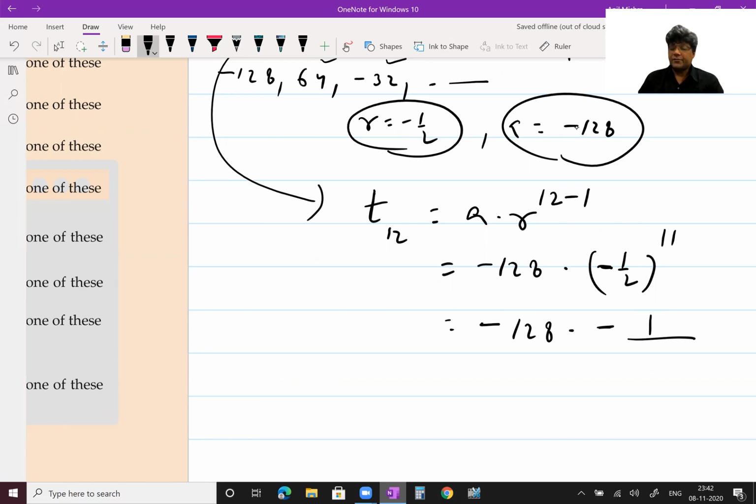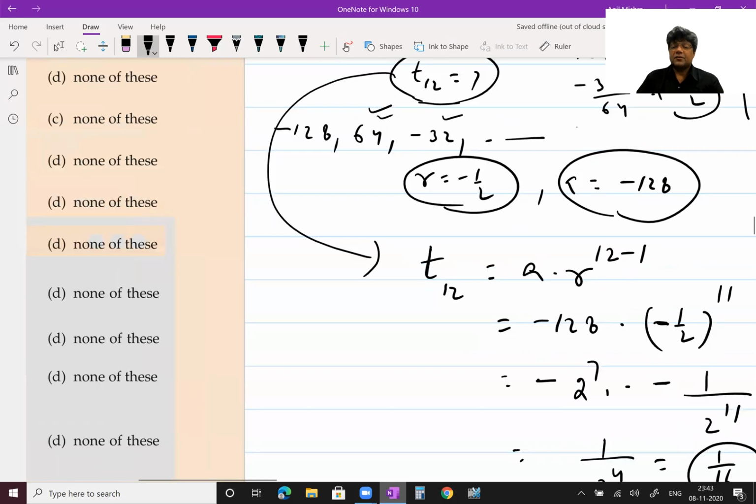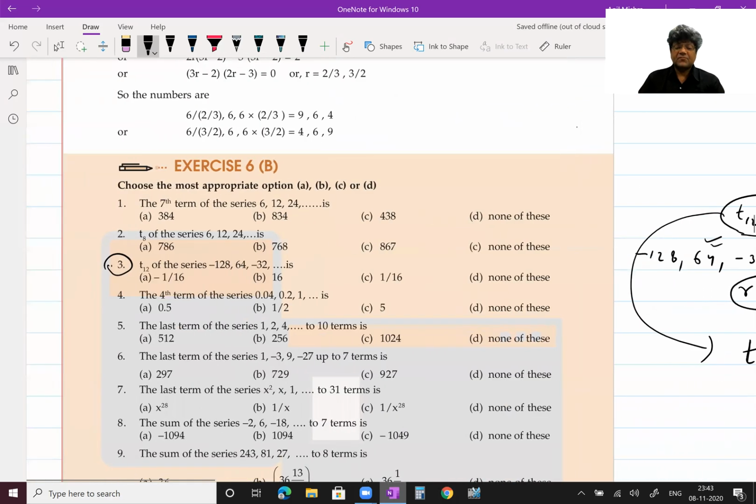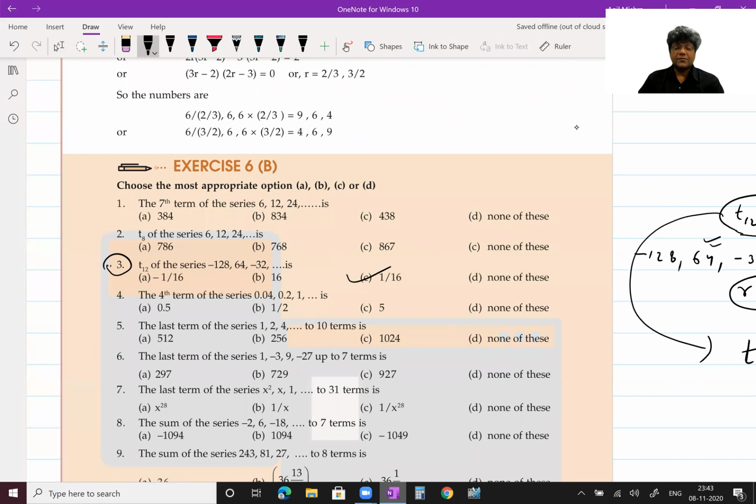Guys, what can I do here? This 128, I can write 2 to the power 7. It will be better for you. Look here, 2 to the power 5 is 32, to the power 6 is 64, to the power 7 is 128. And this is 2 to the power 11. So what will happen? Minus minus plus, 2 to the power 7 by 2 to the power 11 will be 2 to the power 4, and that is equal to 1 by 16. Question number 3, 1 by 16, option C.